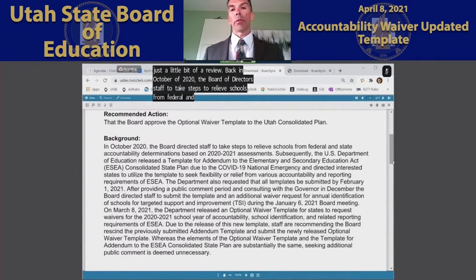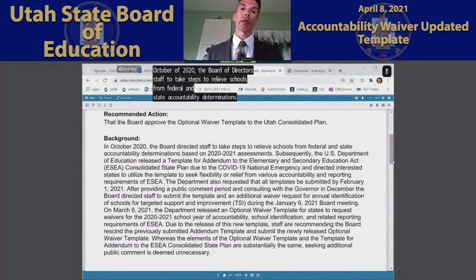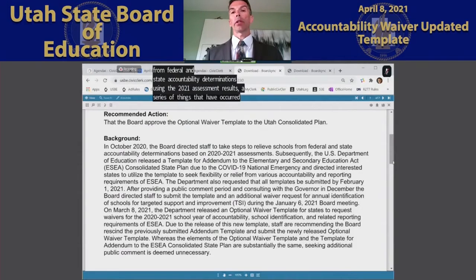At that time, the U.S. Department of Education had released this template for addendum and recommended and asked state education agencies to complete that if they intended to seek relief like we had been directed by the board. They also had requested that interested states submit that by the 1st of February. Staff went through on your behalf the steps to make that happen, and the board voted for us to progress in January, and we submitted both the template for addendum and the waiver for TS identification.